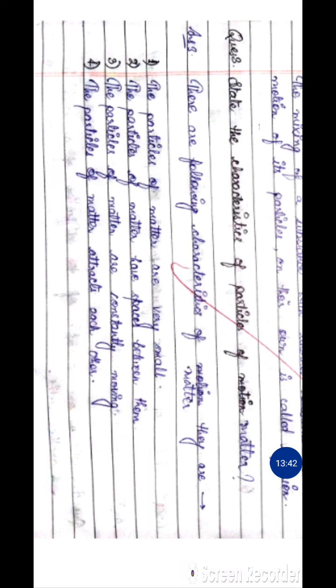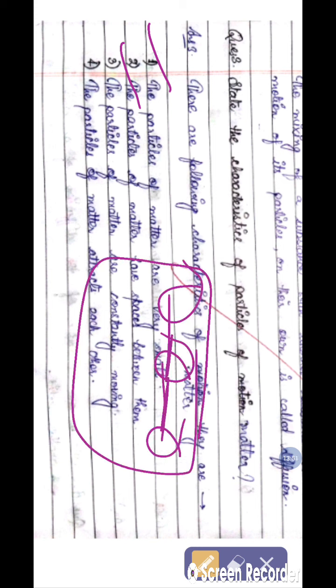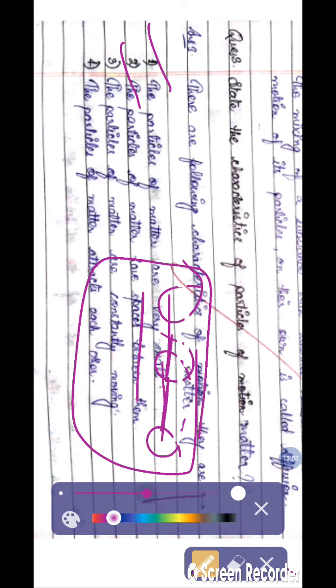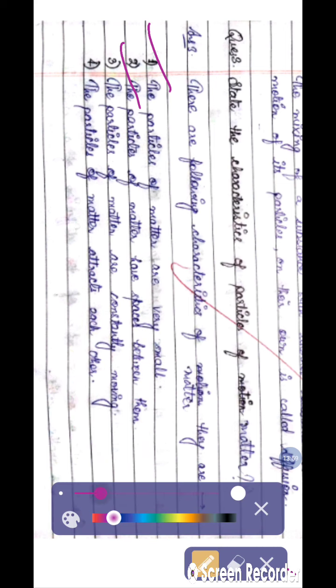Now, the second says that the particles of matter have spaces between them. Then the third says that the particles of matter are constantly moving. They are not at rest. And the fourth: the particles of matter attract each other.